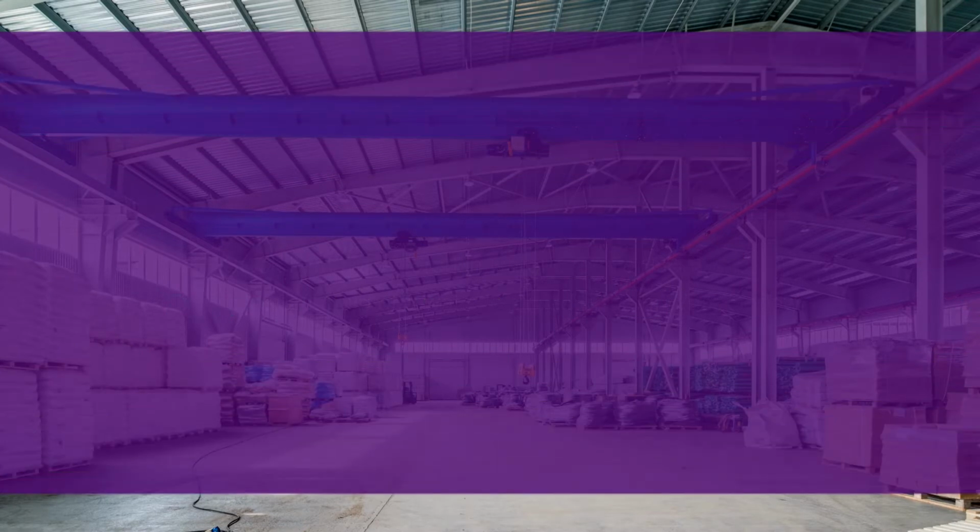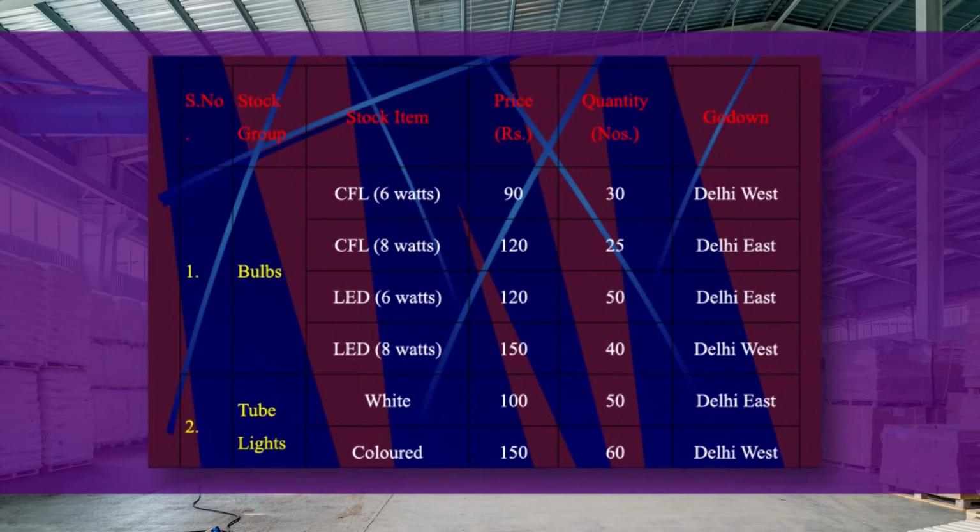Now, let us look at the table which will tell you about the stock group, stock item, the godown and the other details. Bulb and tube lights are the stock groups. Then within the bulb there are stock items like CFL 6 watt, there is a CFL 8 watt, there is LED 6 watt, there is a LED 8 watt. Now these are the stock items. This 6 watt and 8 watt is the stock category.